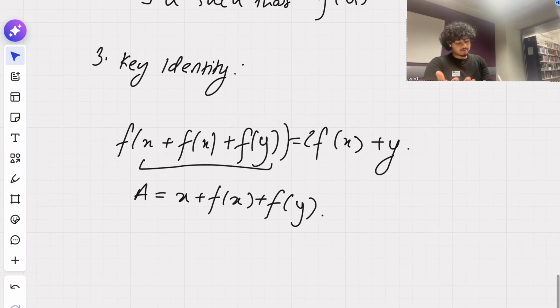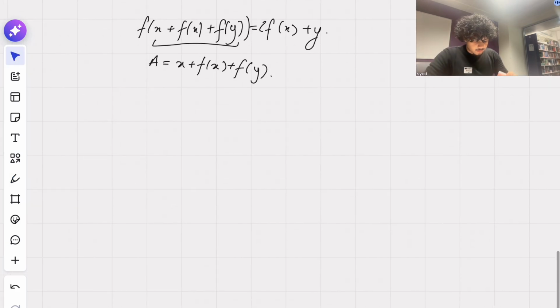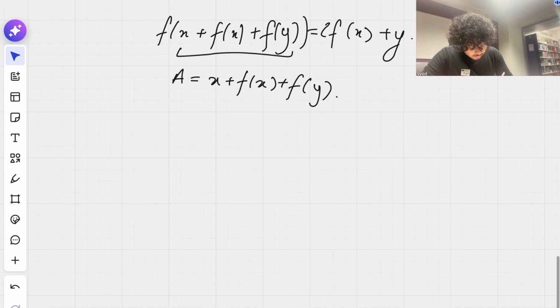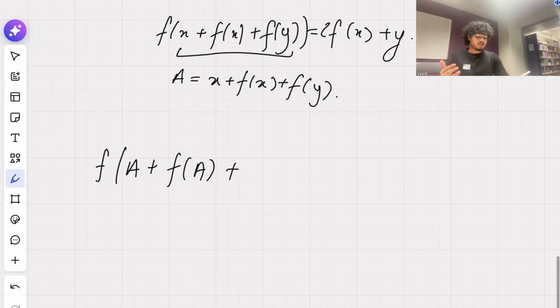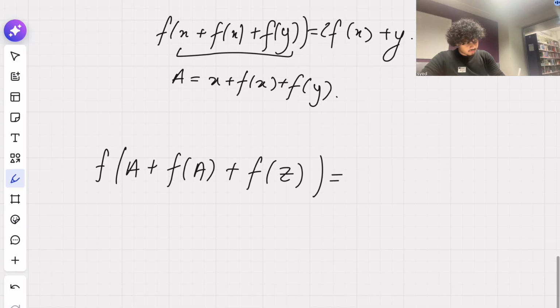Now, by calling this capital A, I'm going to use that input. I'm going to rewrite the equation, so I'm going to use it back into the equation. So f of A plus f of A plus... Now, I'm not going to use y again because y is within A. So let's say some f of z is equal to 2f of A plus z. Now, we need to expand this.